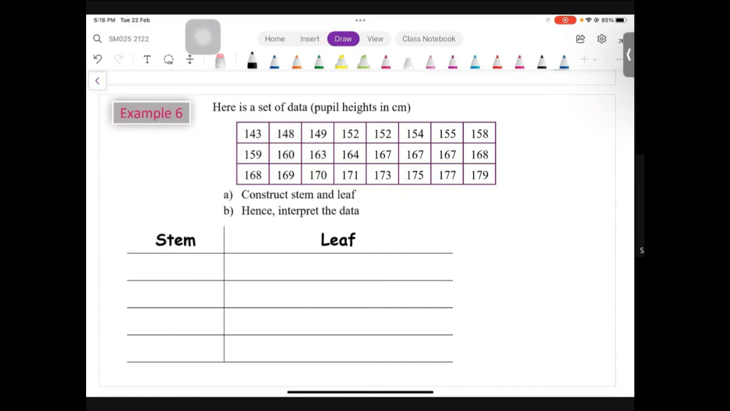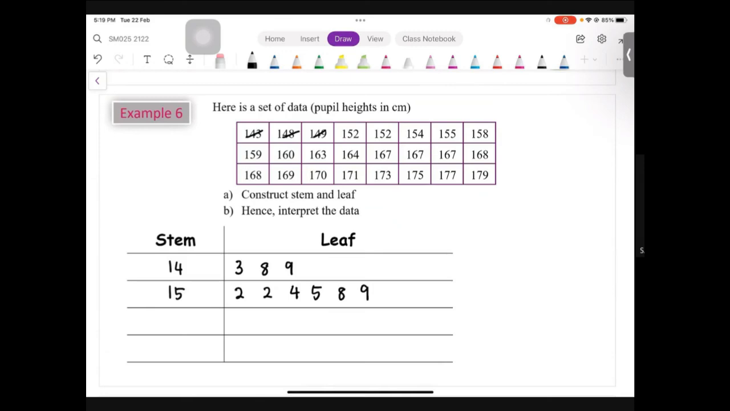So the lowest one would be 143, means stem would be 14, leaf would be 3. Macam tu je. Okay, after that we have 148. So 8 and then 9. Done. That would be for 140 something lah data. Settle. Okay, next one kita start dengan 150 something pula. So kita start dengan 15. So our data is 2, 2, 4, 5, 8 and 9.